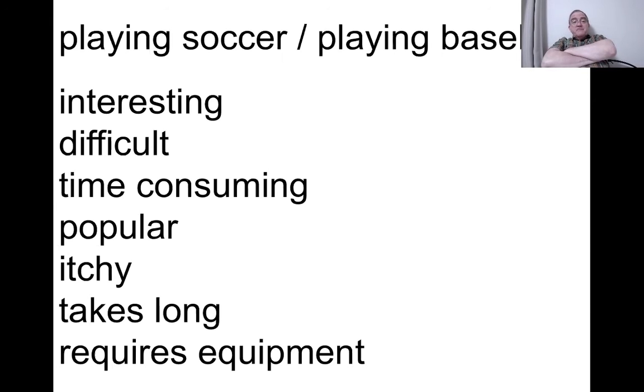Just my opinion. Time consuming. Wow, I don't know. Maybe playing baseball is more time consuming than soccer? Do the games last longer? Popular. Wow, that's difficult. Well, in all the world, I think more people watch soccer, maybe. Playing soccer might be more popular than playing baseball.